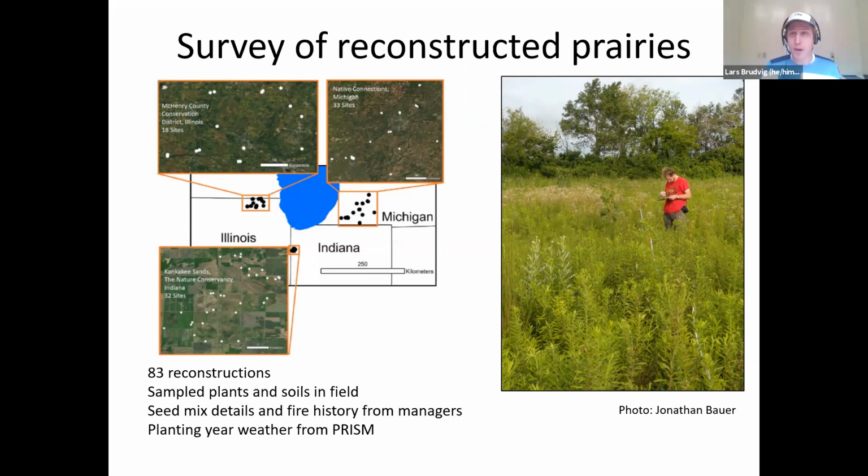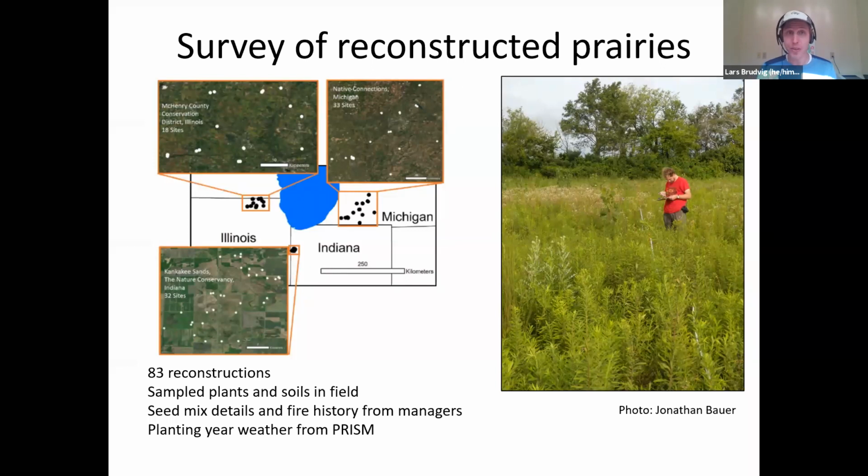We were able to work with the practitioners at each site to determine details of the seed mix, which species were seeded, how many species, the seeding rate at each site, and the history of fire across each of the sites. And then we used this PRISM data set, which is an interpolated data set from weather stations that gives you insights into the weather conditions at a particular point on a map. So we did this for each of these reconstructed prairies from their planting year. Now the sites ranged from 2 to 19 years old.